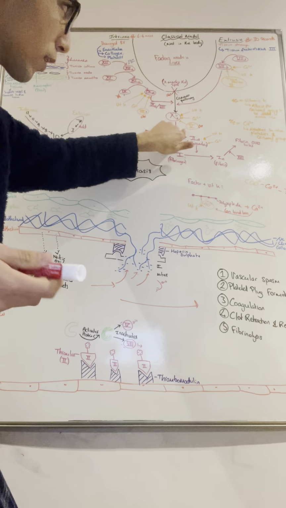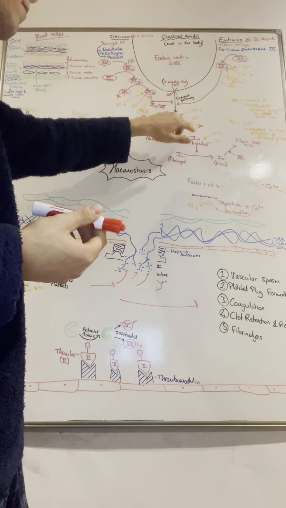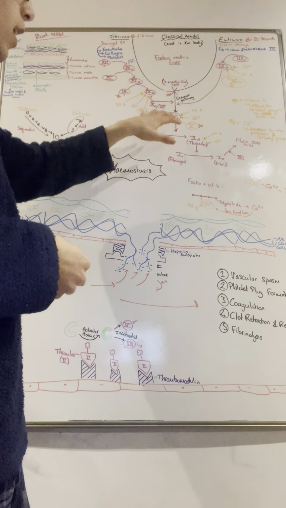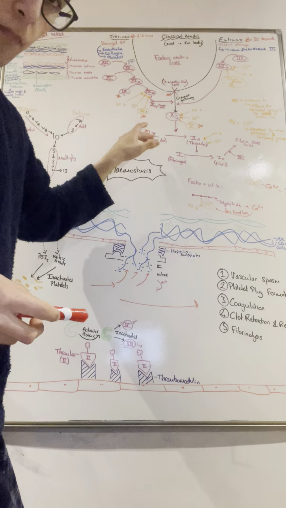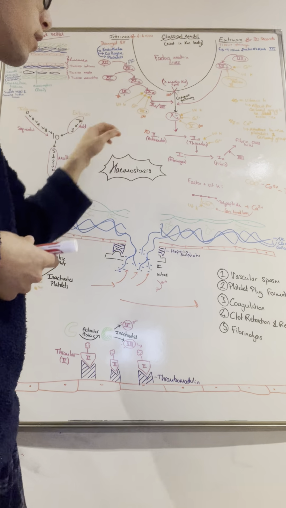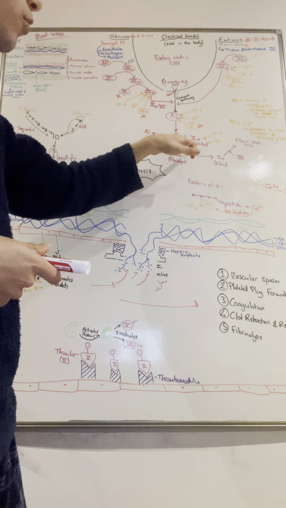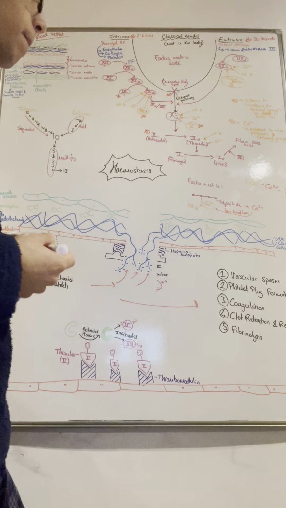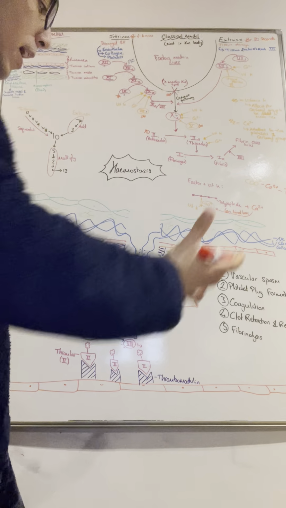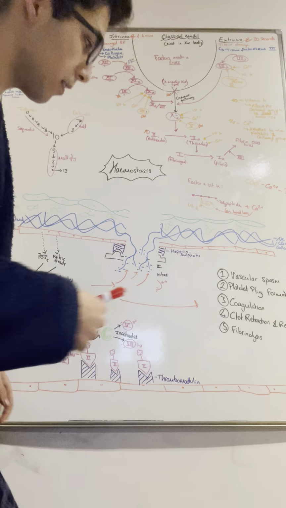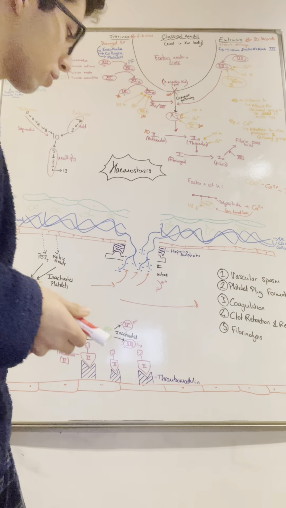Factor 10A also needs factor 5, so that forms a complex again, and once this has happened, it can now trigger factor 2, which is prothrombin, to turn into thrombin, or factor 2A. When we've got factor 2A, again we need that vitamin K and our calcium to enable it to bind to our collagen.